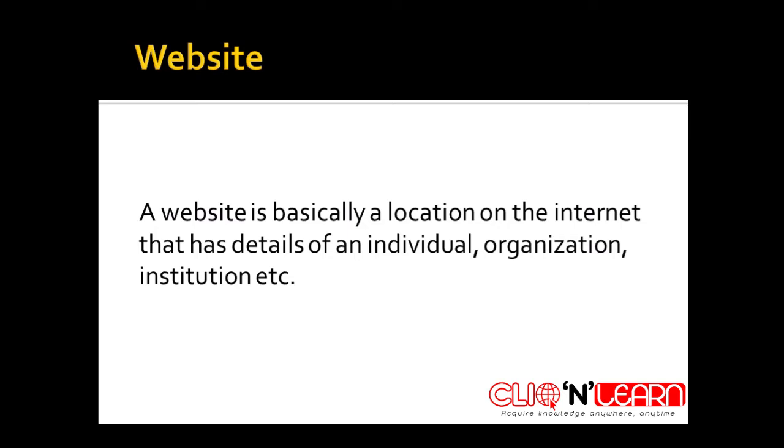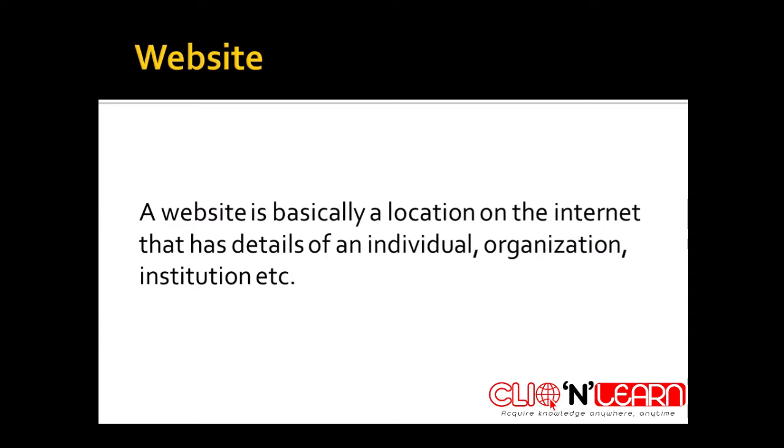All right, so a website is basically a location on the internet that has details, or in other words, information of an individual, organization, institution, and so on. This is the first thing we have to look at, which is the definition of a website. Getting to understand what a website is can be a guide to know what we are developing. What we are basically developing is what? Learning how to put information, to make information available on the internet at a particular location.